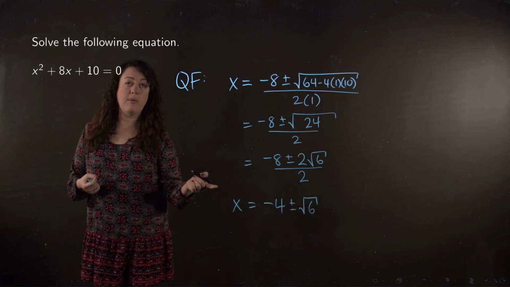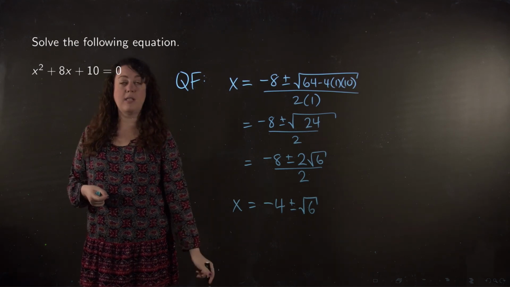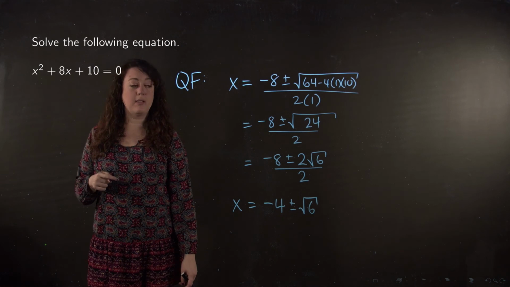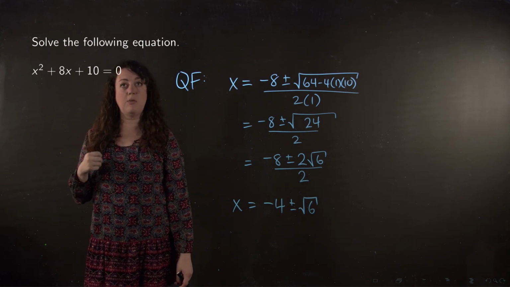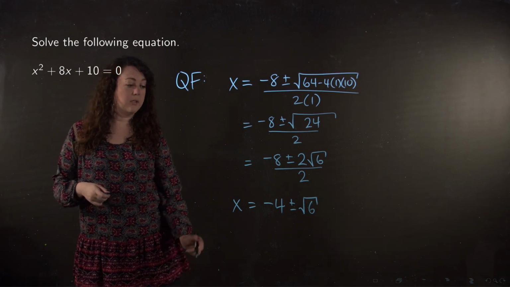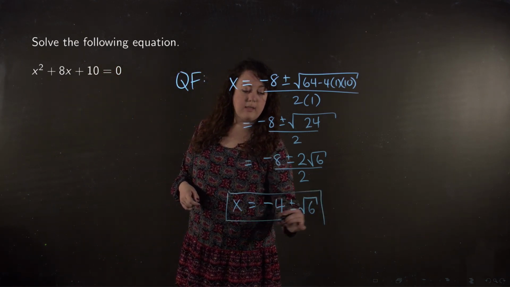Now this also lets me know at the end that this wouldn't have factored. I don't factor things that have square roots in them, but it would have worked with a complete the square process, where you complete the square and then use extracting the square roots to get an answer like this. So these are our answers: negative 4 plus the square root of 6 and negative 4 minus the square root of 6.